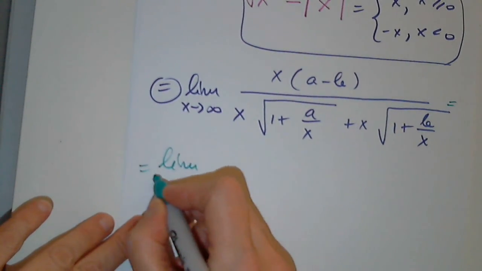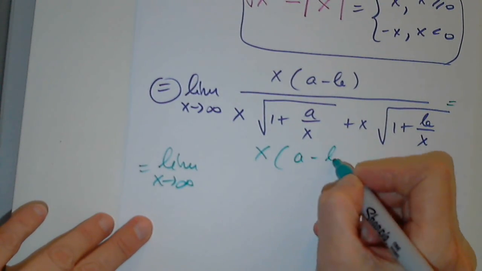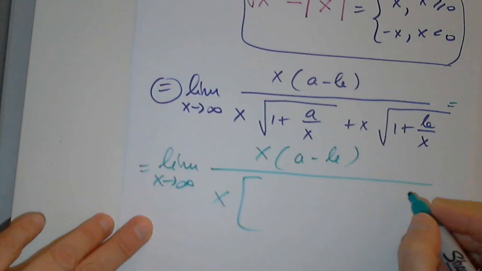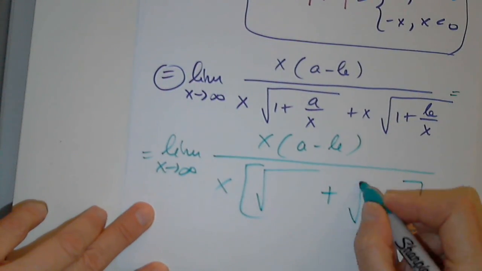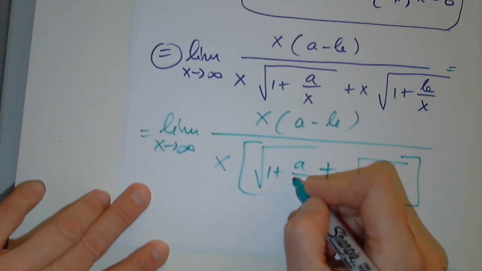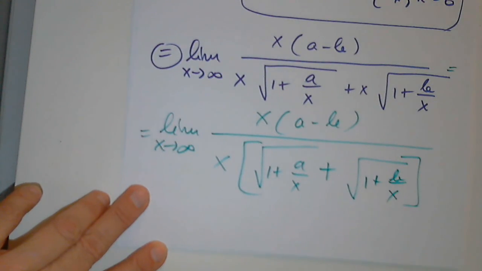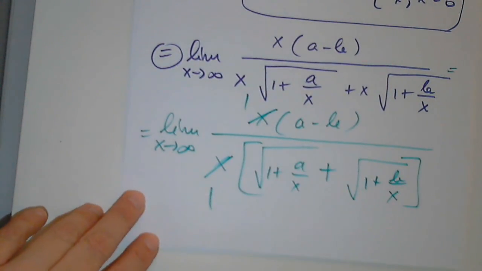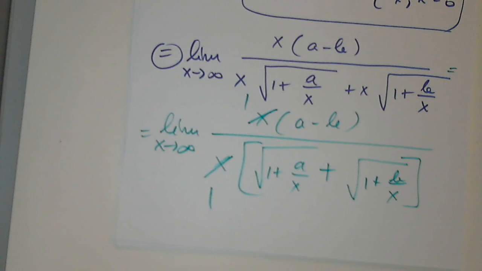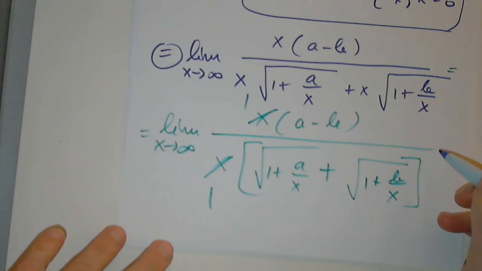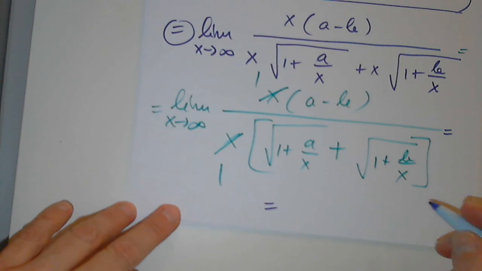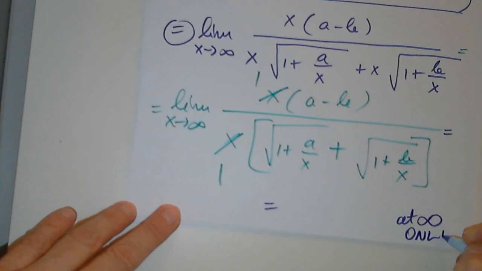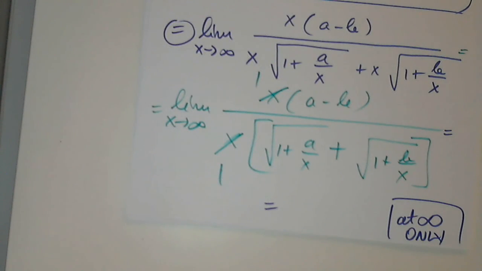I have to write this intermediate step. So x times (a minus b), over x times the square root of 1 plus a over x plus the square root of 1 plus b over x. Only now I can simplify. And now we're ready to drop the limit operator because we are ready to write the final answer. And it will be at infinity only and for sure in this case. Only. This answer will be only when x approaches infinity.